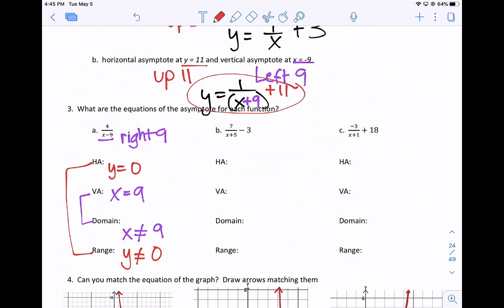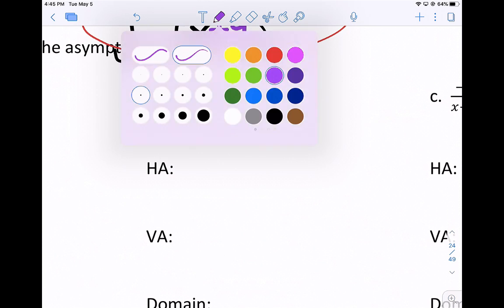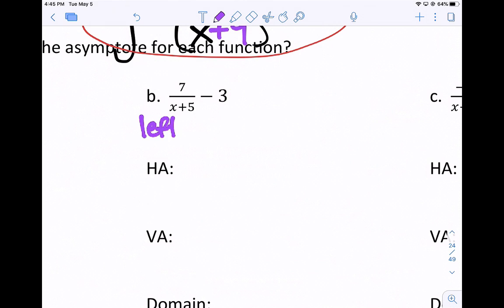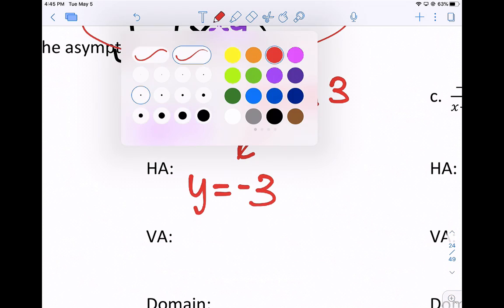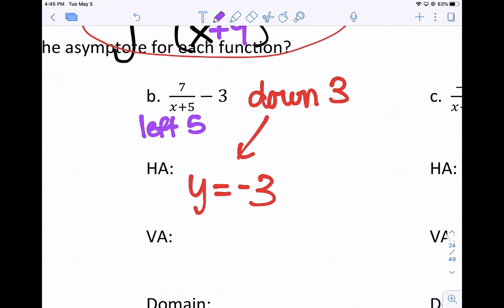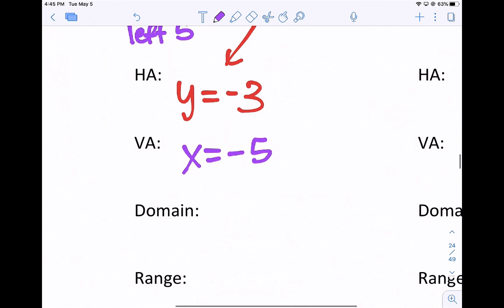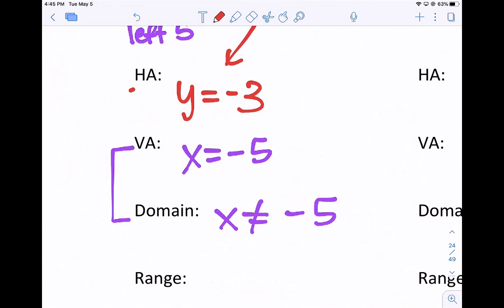All right, let's talk about the next one. This is 2 shifts. So this is plus 5, which is left 5, and minus 3 is down 3. All right, so the horizontal asymptote, we're looking at what goes up and down. So this is down 3, so y equals -3. The vertical asymptote goes left and right, and is left 5, so -5. The domain is everything but the vertical asymptote, and the range is everything but the horizontal asymptote.